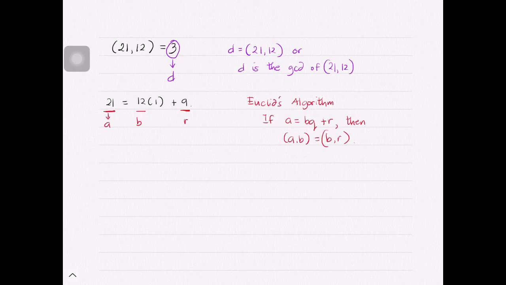Since we are after the GCD of a and b and r, after writing a in terms of b, that's writing 21 in terms of 12, let's now write b in terms of r, that is writing 12 in terms of 9. The algorithm would be continuing this process until r becomes 0. So let's continue writing 9, this time in terms of 3.